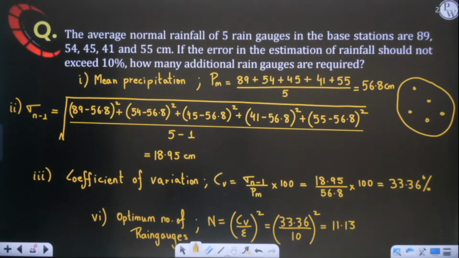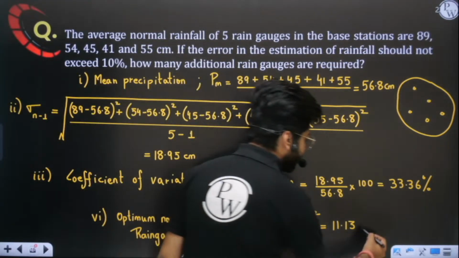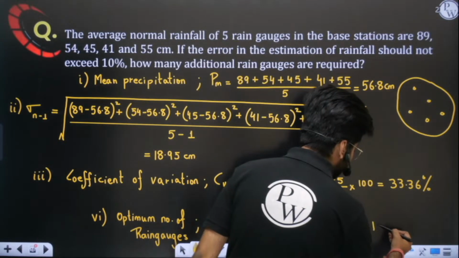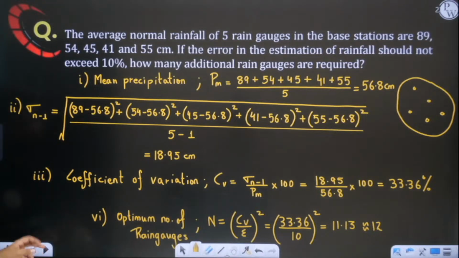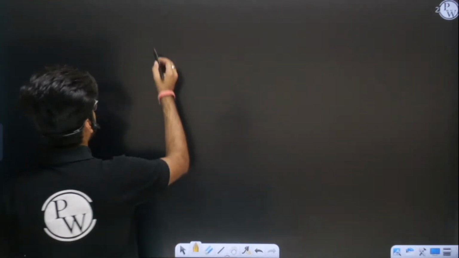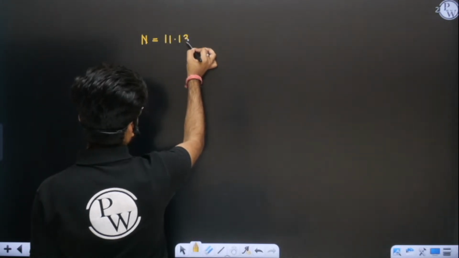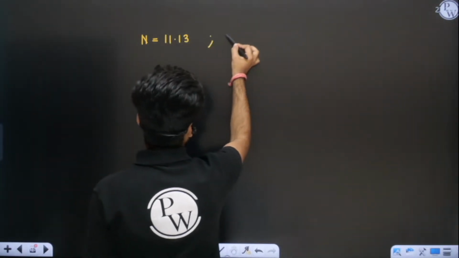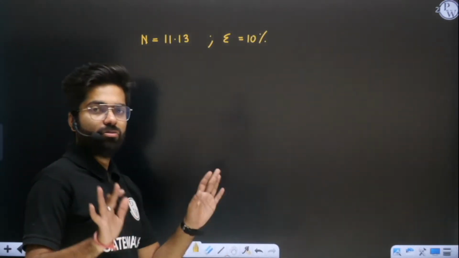Yes, you are right. But we need to understand one point here. You are absolutely correct. You are saying that we should have 12 rain gauges in total so that error is below 10%. But one thing you need to understand: if we have exactly 11.13 rain gauges, then error will be exactly equal to 10%. Do you agree with this?